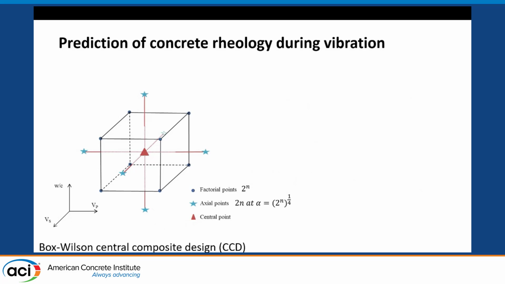Next, I used a central composite design method called Box-Wilson. It's an experimental design methodology where you can model an experimental space with a lot of variables very easily. In this method, based on the number of inputs, which is n here, and I had 3 inputs, volume of paste, volume of sand, and water to cement ratio, the number of factorial points will be 2 to the power n, 8 in my case, right? These blue circles. The number of axial points is given by 2 times n, 6 in this case, and they're at a distance of alpha from the center.